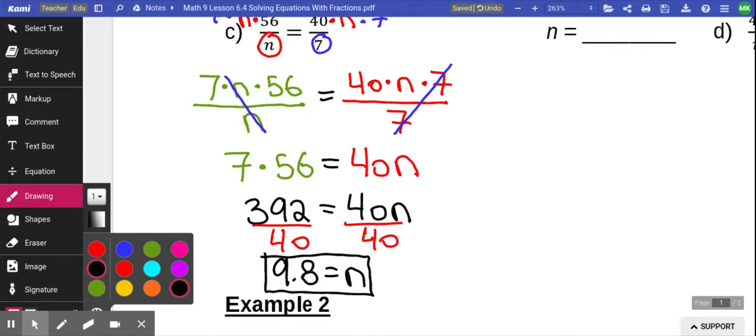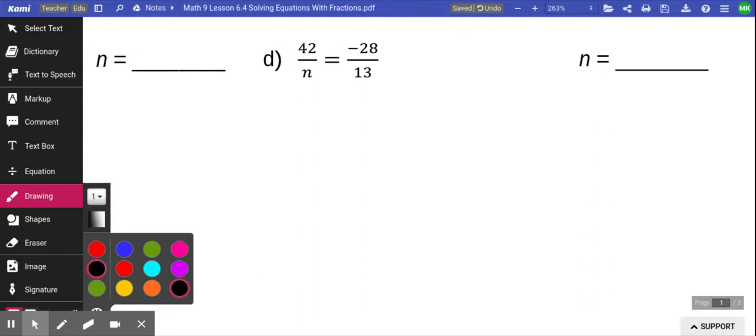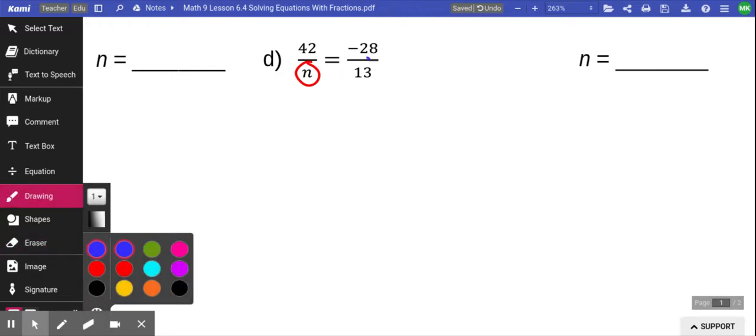Awesome. So when we have multiple fractions, we multiply by both things that are on the bottom. D. So if we have D, I notice I have two fractions. I have n and I have 13. So I'm going to multiply both sides by n. So I have n times 42, and I have 28 times n. And I'm also going to times both things by 13.